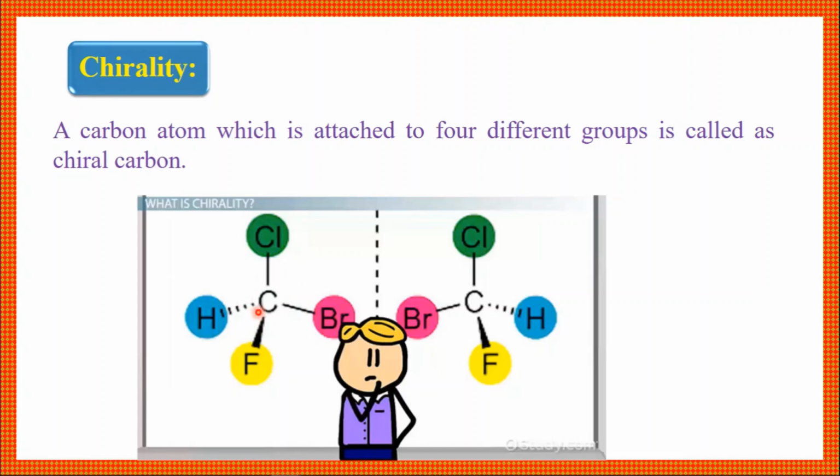So a compound having a chiral carbon will rotate the plane polarized light, and that compound is called an optically active compound.